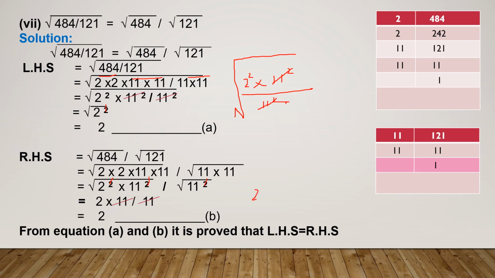What are the remaining terms? 2 multiplied by 11 divided by 11. So 11 will be cancelled out with 11 and 2 is the remaining, that is our answer. See equation A and equation B. Are they equal? Yes, both are equal. Hence it is proved that left hand side equals right hand side.